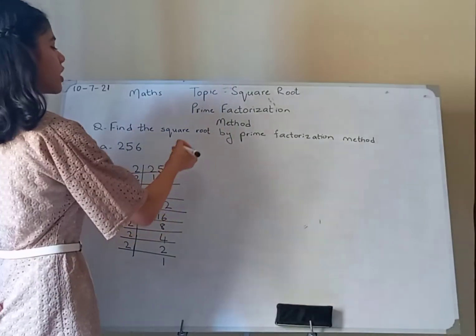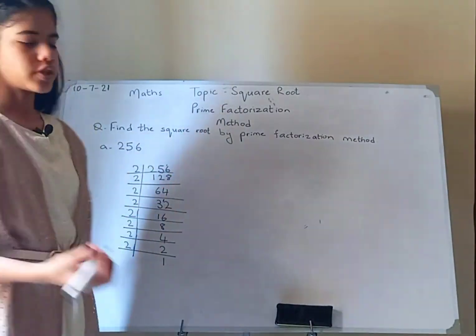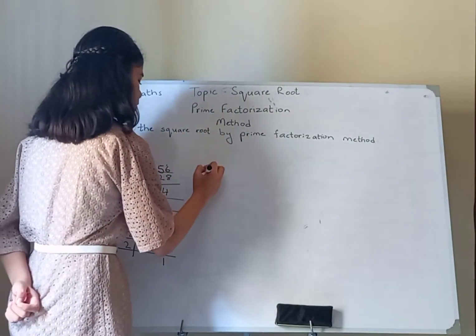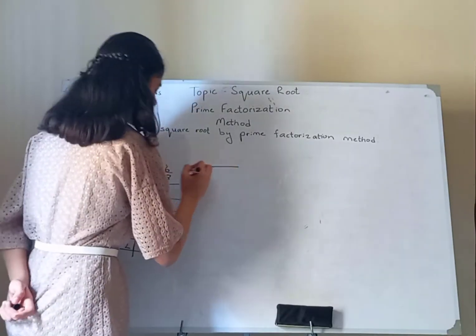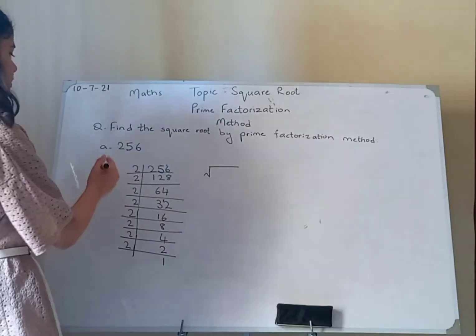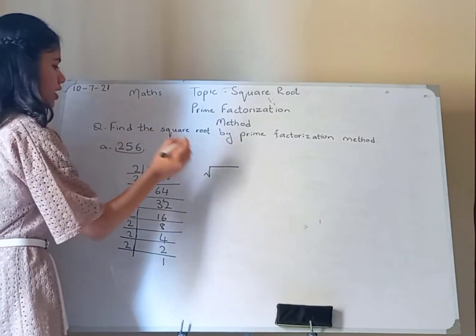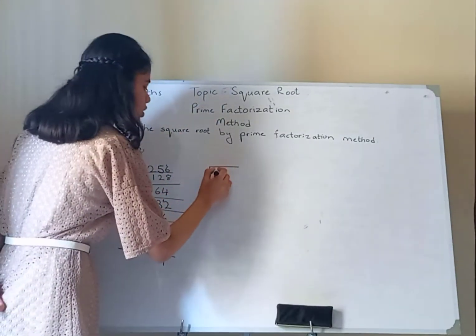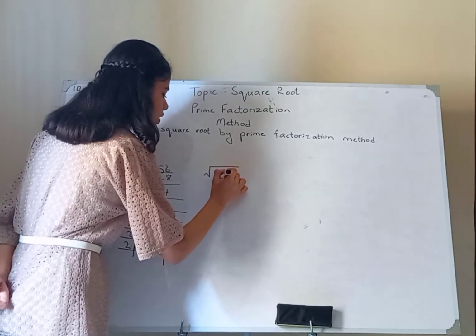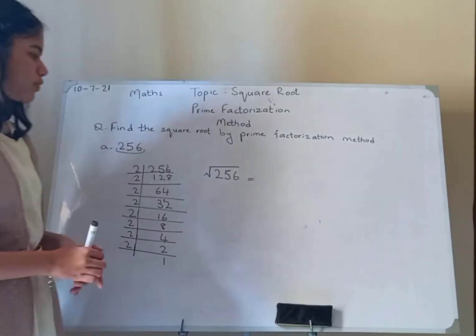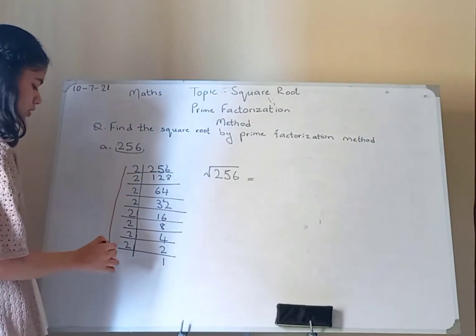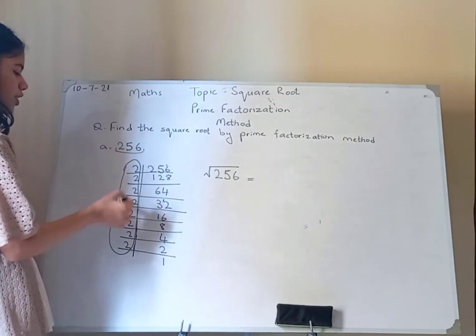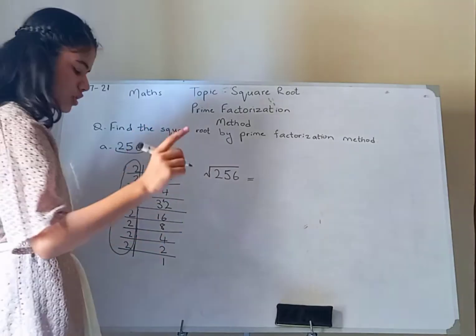Now we have to find a square root. So first of all, we have to make a square root symbol. Then what we are going to do is we are going to write this number in this square root, because we have to find the square root of this number. So 256, and then we are going to write all these factors. The factors we write over here, we have to write over here in square root.